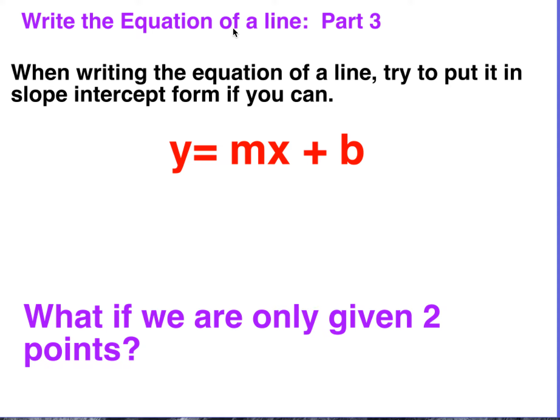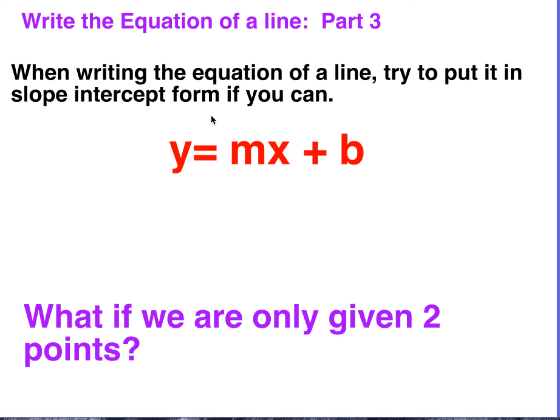All right, so when we're writing the equation of a line, again, we've talked about this in parts 1 and 2. We always want to try to get in slope-intercept form if we can. We talked about using point-slope formula to help us with this. We've talked about using HK formula. We've talked about just what happens when we're given a slope and the y-intercept.